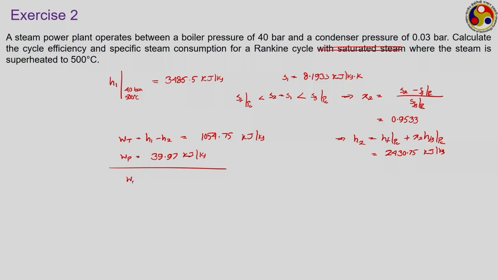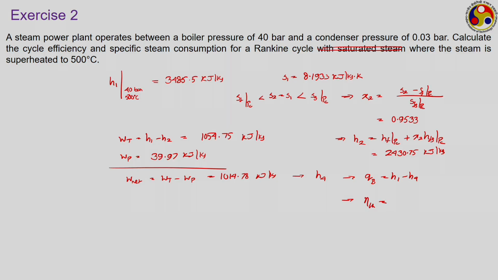from where we get the net work output to be equal to the turbine work minus pump work, equal to 1014.78, and the QB also will remain the same. Okay, we have to identify the location of the H4, which is the exit of the pump. From there we identify the heat required in the boiler as H1 minus H4, and from there we can calculate the thermal efficiency.